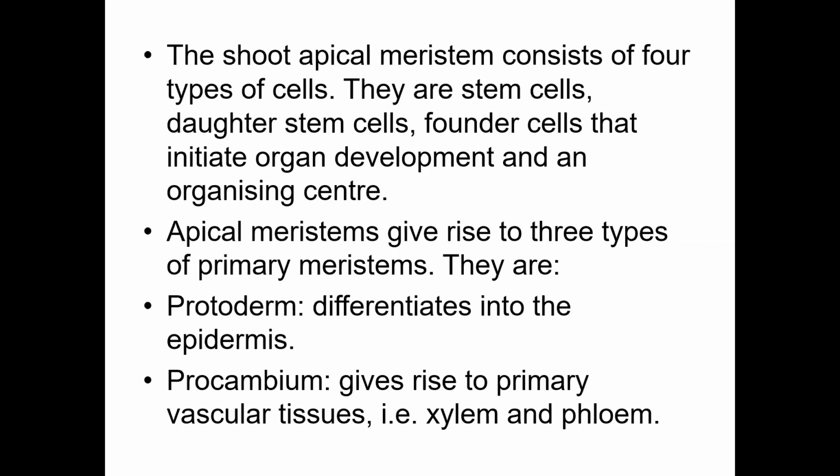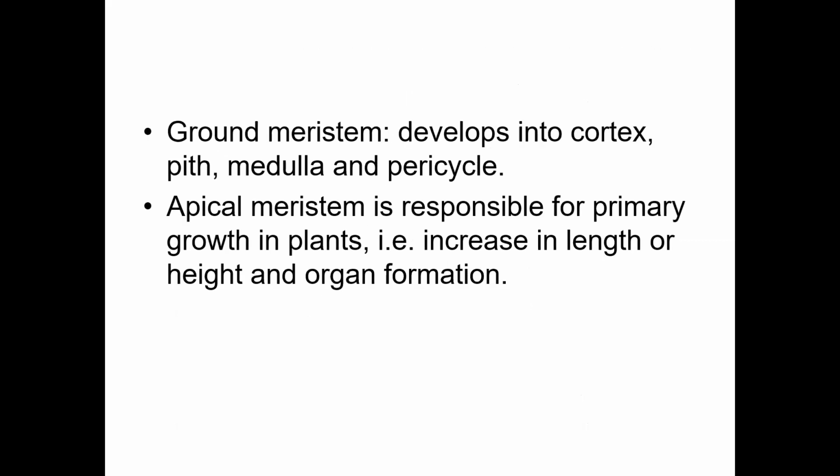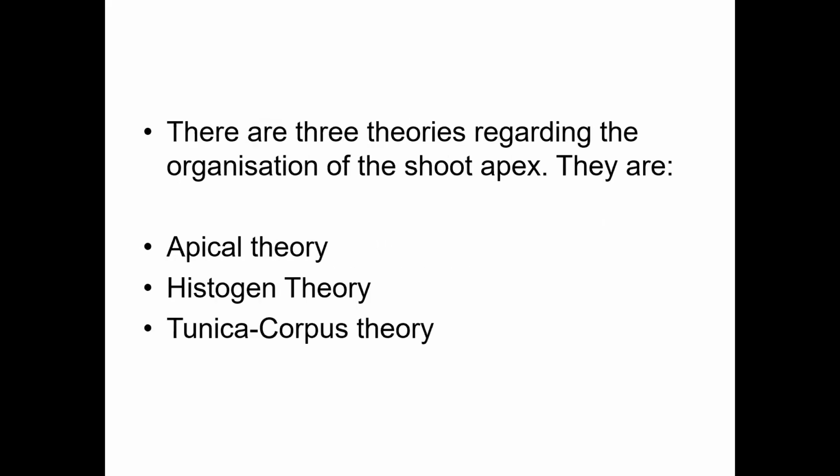That is primary xylem and primary phloem. So next one, from the ground meristem, which develops into cortex, pith, medulla, and pericycle. So the apical meristem is responsible for primary growth in plants, that is, increase in length or height and organ formation. So mainly here we explain the organization of the shoot apex.